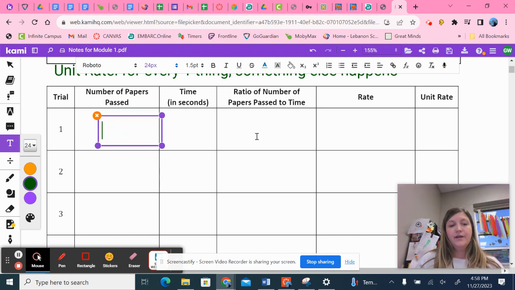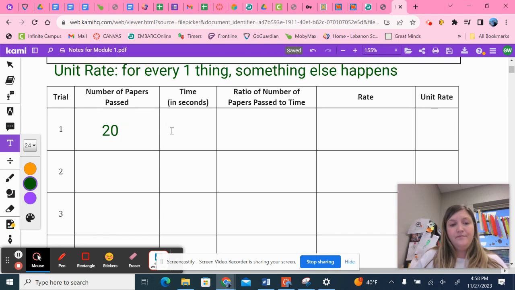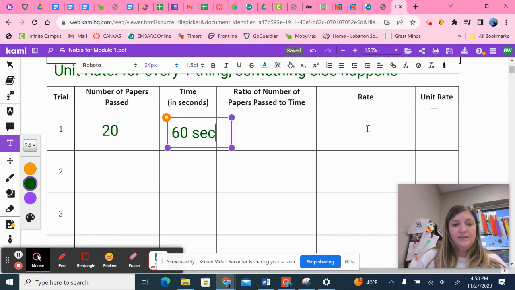So what we're doing is, in the course of a minute, so 60 seconds, how many papers can you pass around the room? The very first time we do it, we manage to get 20 papers around the room because you're still trying to figure it out. So you put 20 in the papers passed. Then you put 60 seconds, because that's how much time it is.